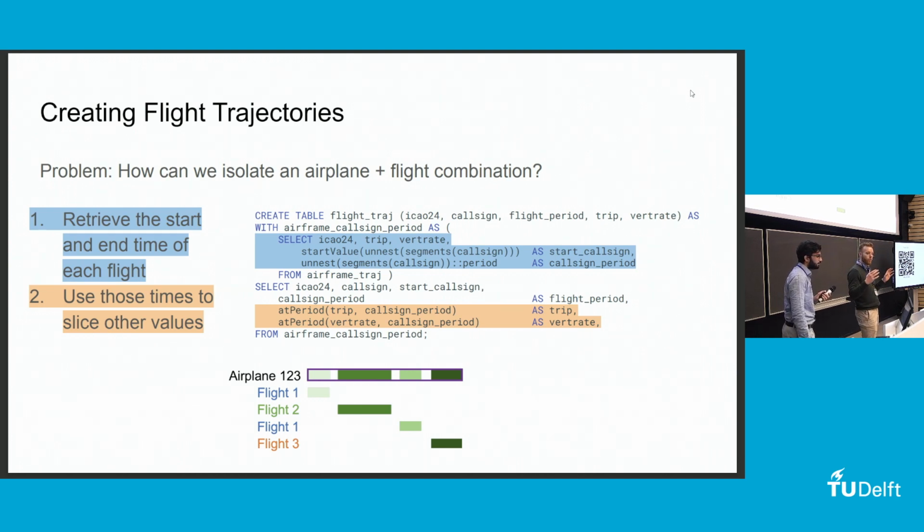In that first little block, we're retrieving the start and end time of each flight, and then we're using that as a tool to slice all of our other variables. This is where, when we're talking about big data and speed, you only have to do your calculation once, and then you can apply that to everything else, instead of applying it every single time on your vertical rate, your altitude, your latitude, your longitude. You do your calculation once and use it as a tool to slice your other data. And this is where we're creating those trajectories.